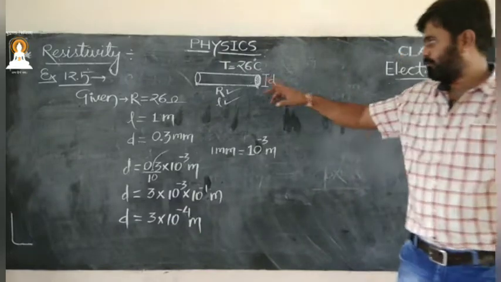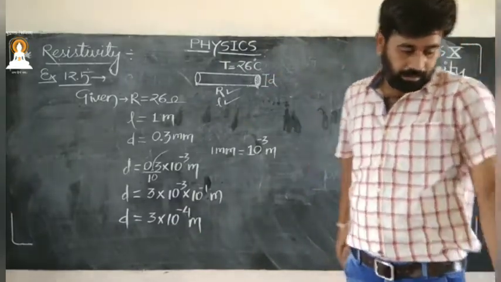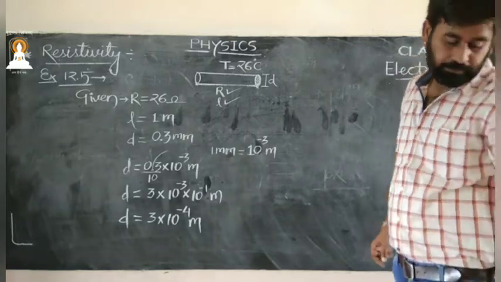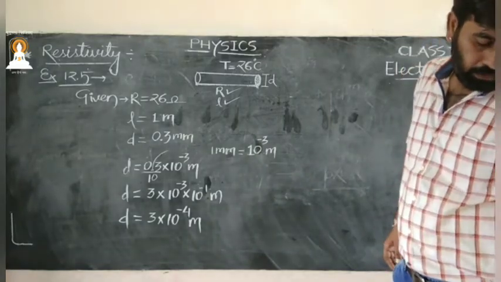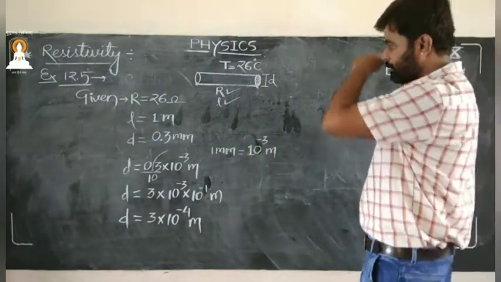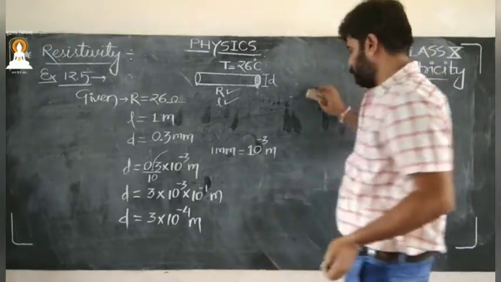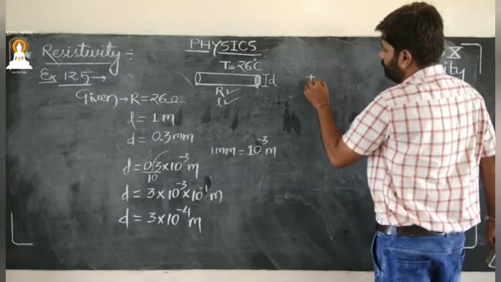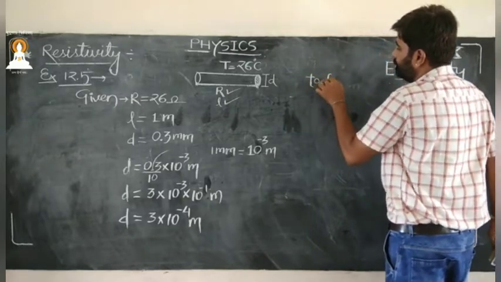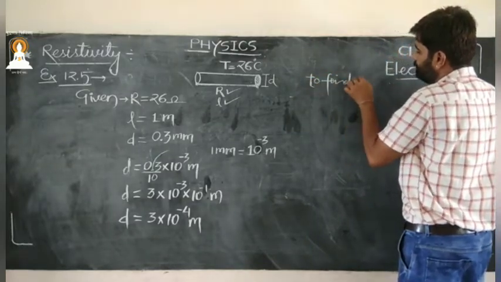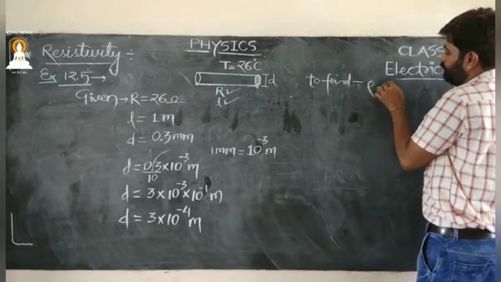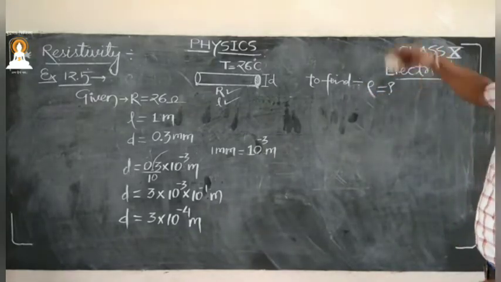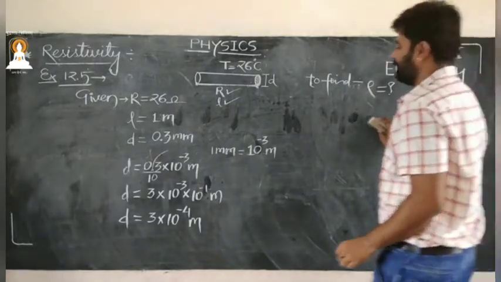This is the diameter of the wire. Now what they are asking is: what will be the resistivity of the metal at this temperature? Use Table 12.2 to predict what the value is. We need to find the value of resistivity, which is a fixed one for this particular wire. They did not give the exact name of the wire, so we have to identify it.